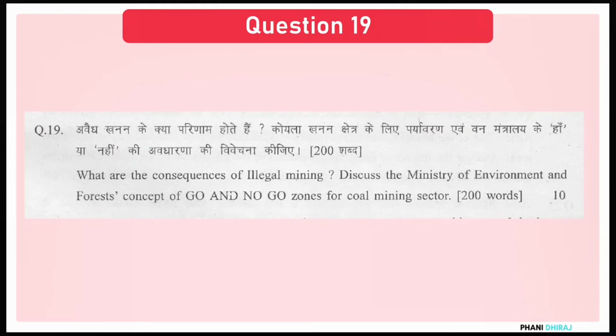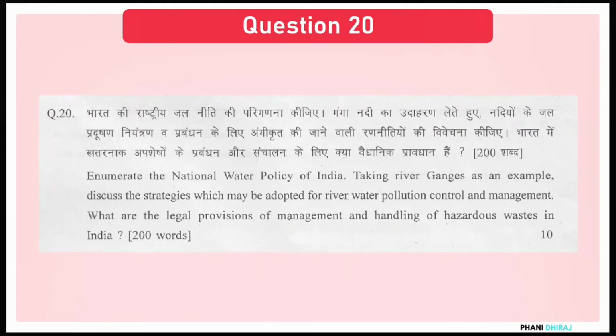Coming to question number 20, this talks about the national water policy of India. So the question is, enumerate the national water policy of India, taking river Ganges as an example. Discuss the strategies which may be adopted for river water pollution control and management. What are the legal provisions of management and handling of hazardous waste in India?